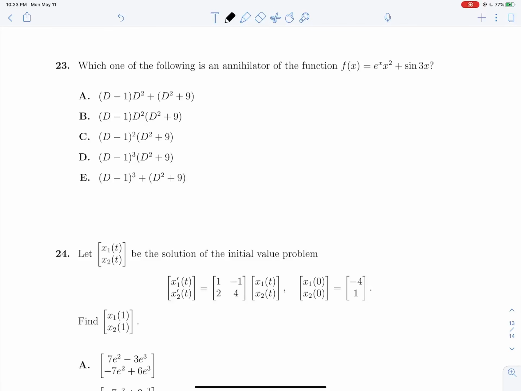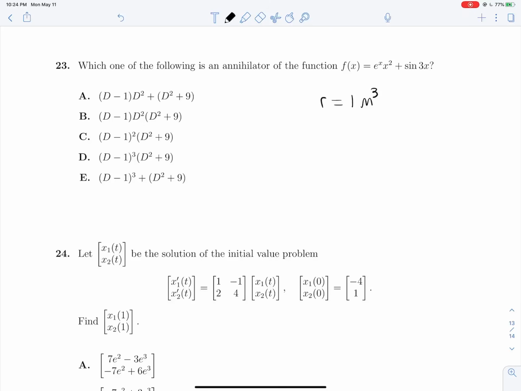Okay, 23. Which of the following is an annihilator of this function? So pretty much we're just looking for whichever expression over here has the roots that would lead us to get e to the x times x squared and then sine 3x. So that'll occur when we get what? We want r is equal to 1 with a multiplicity of 3, right?